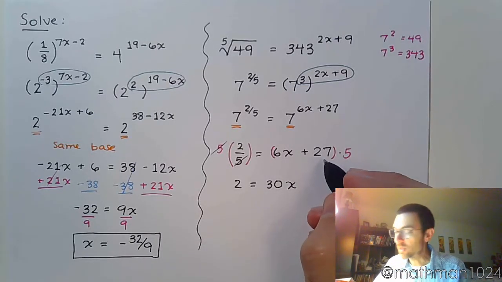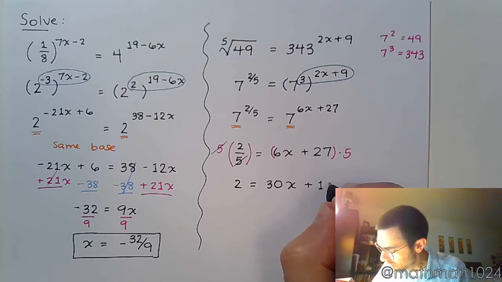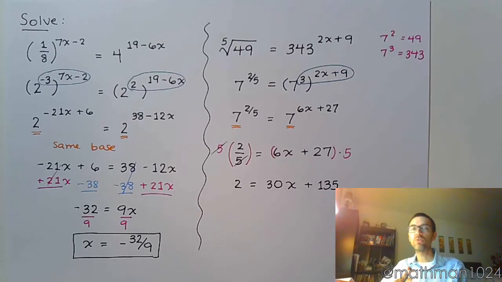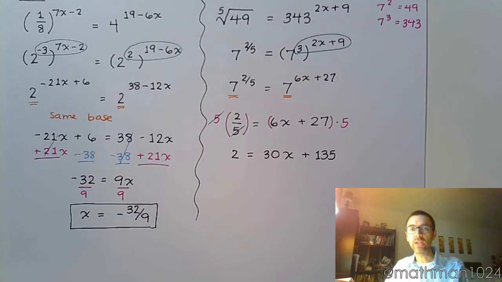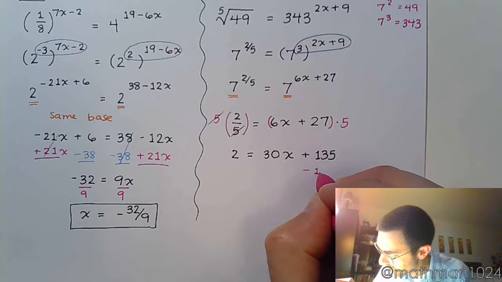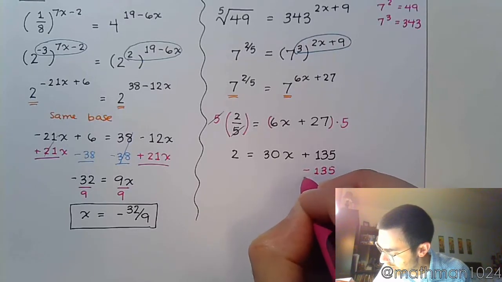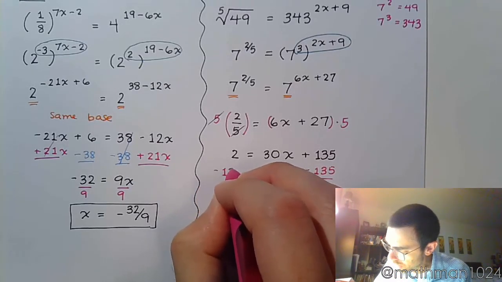And 5 times 27 is 135. All right, so now we're out of the exponents. We are away from all of our fractions, and it's just a matter of, can you solve this nice linear equation? And I know you can. You just need to move the 135 to the other side so that you can get all of the constant terms together.